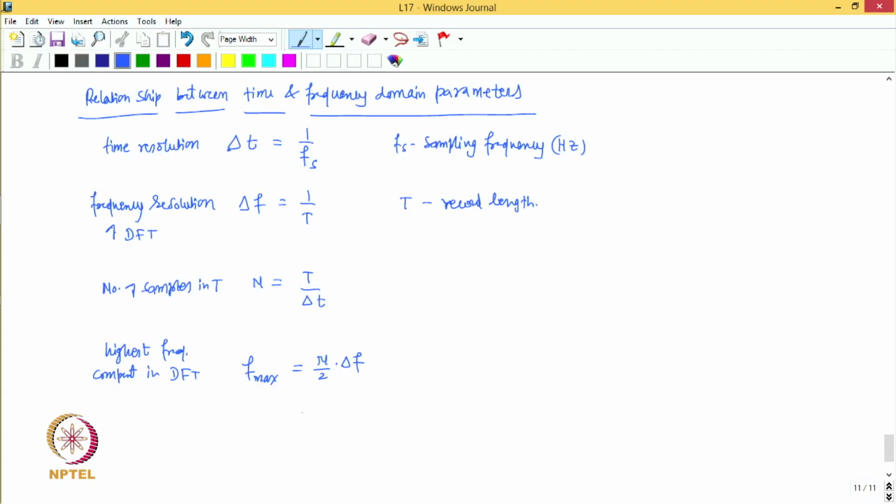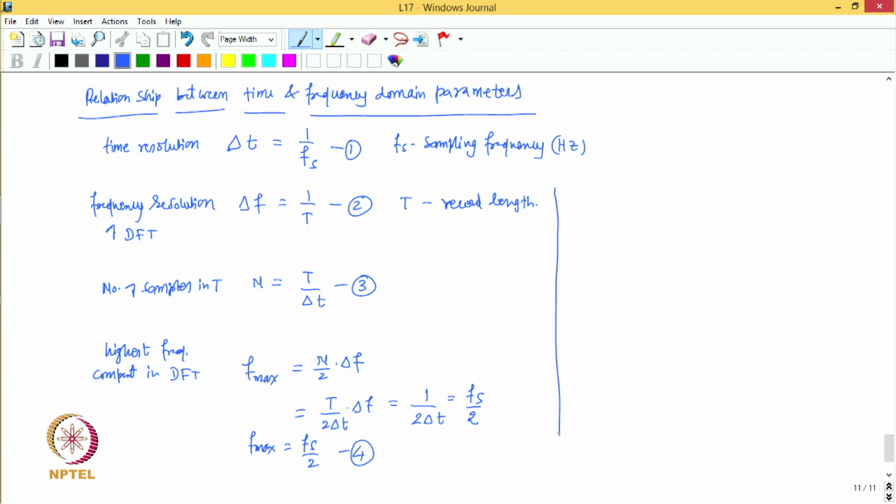So, in place of N, we can write T upon delta t, and T into delta f is nothing but 1. So, we get 1 upon 2 delta t, and 1 upon delta t is nothing but fs. So, we get fs by 2. It means that the highest frequency component we get is equal to fs by 2. So, you can see in this way we have 4 relationships, 1, 2, 3 and 4.